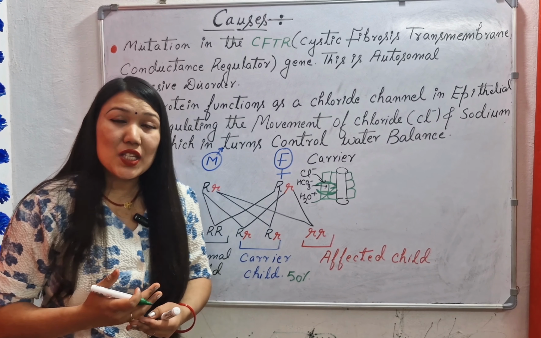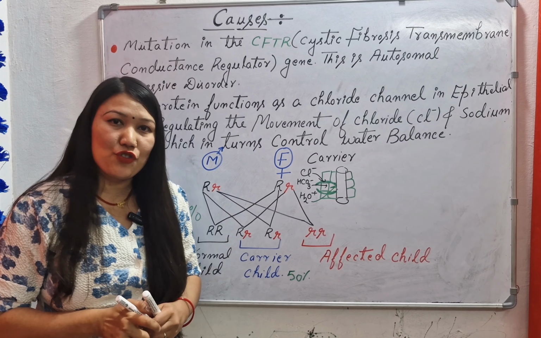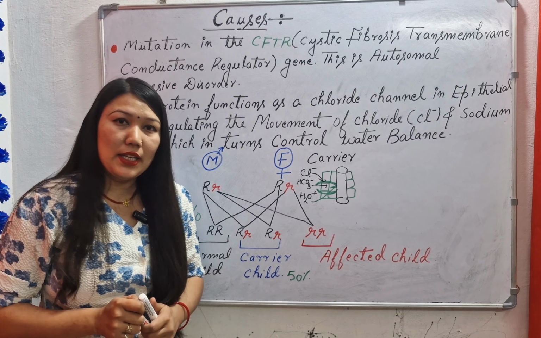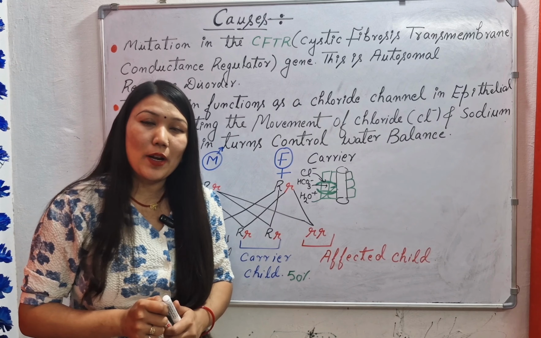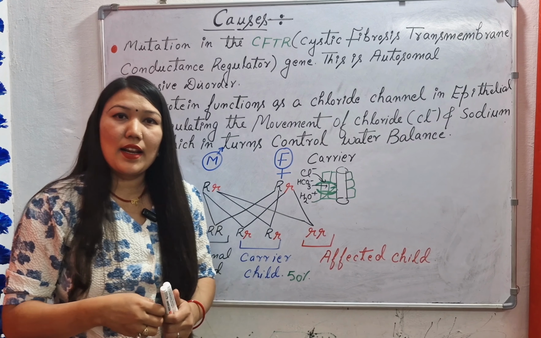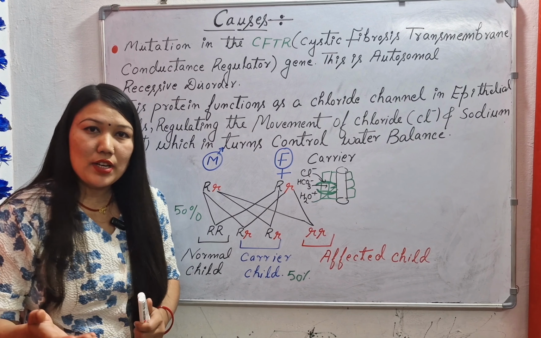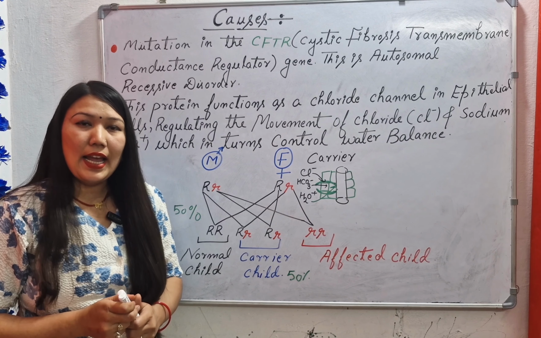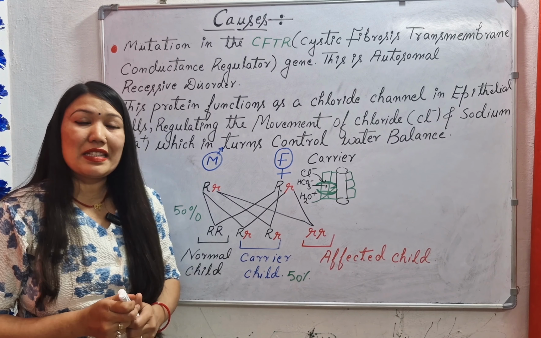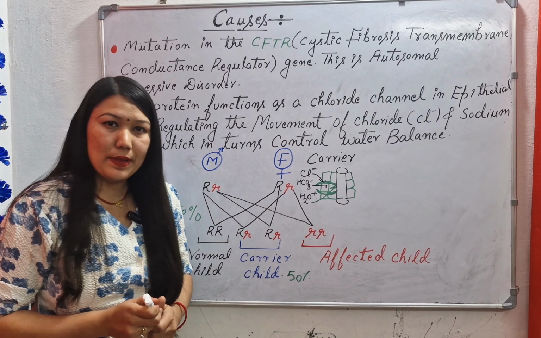Now, what are the risk factors for cystic fibrosis? The main risk factor is family history. If any sibling, grandparent or parent in your family has cystic fibrosis, there are more chances that the upcoming generation or offspring will suffer from it. Cystic fibrosis is seen mainly in Asian Europeans or white people.